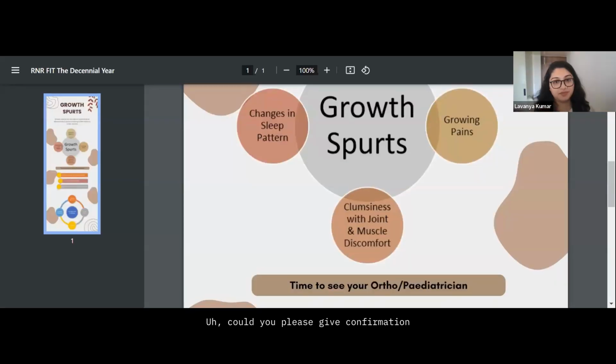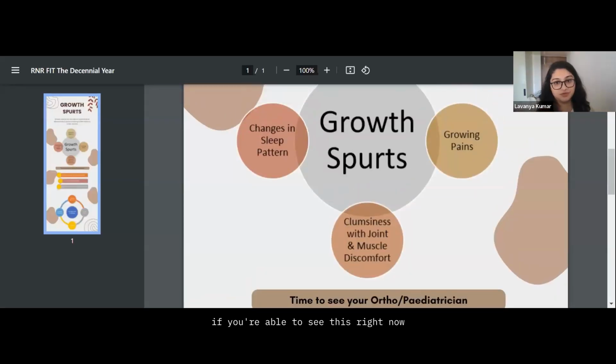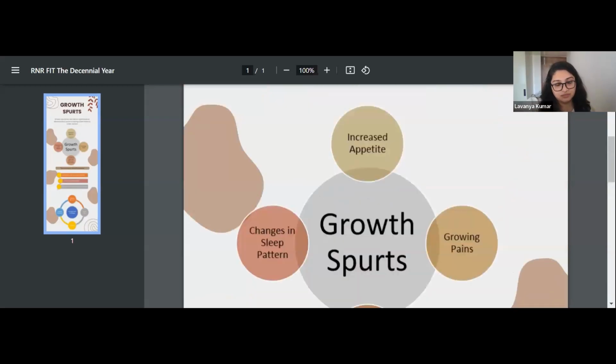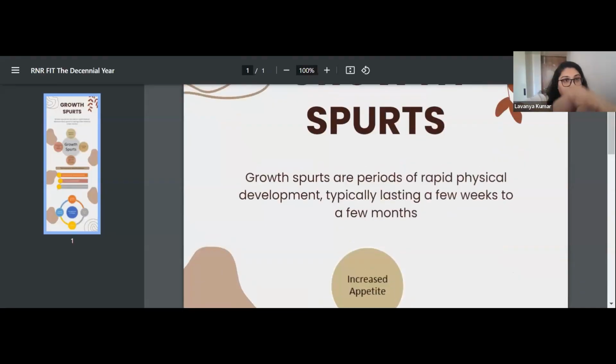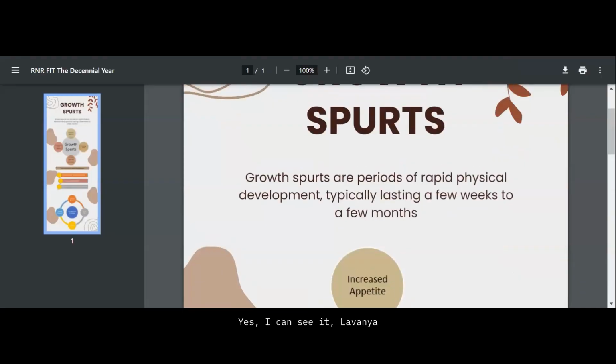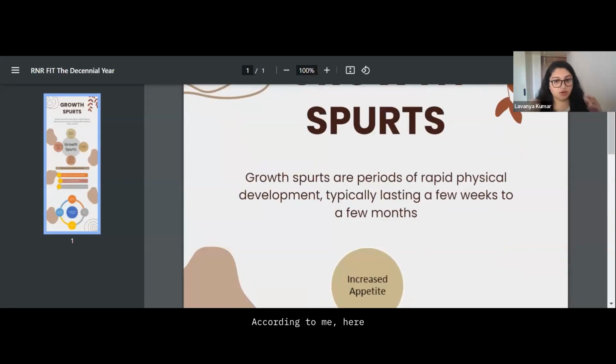Could you please give a confirmation if you're able to see this right now? The shift in the... Yes, I can see it, Lavanya. According to me it's seen that it's already changed. Yes, thank you, Geetha.